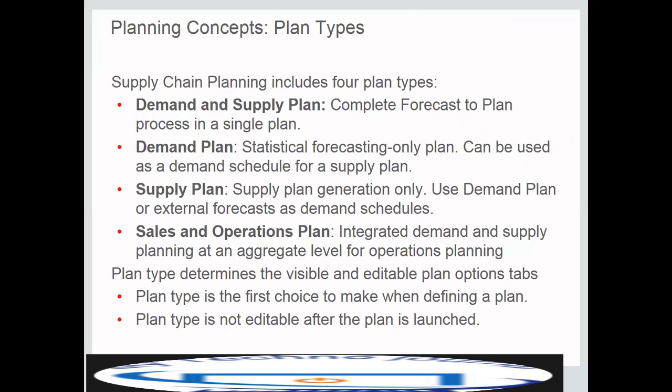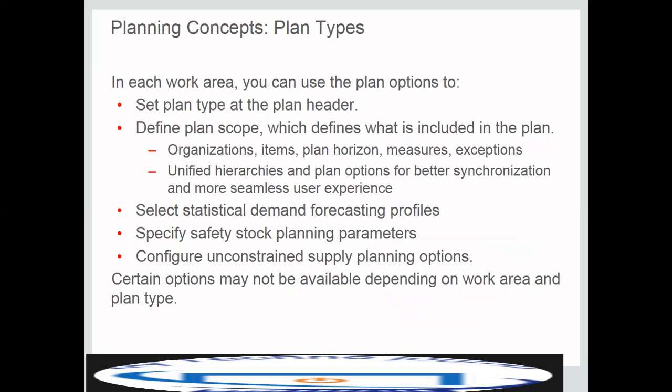And plan type is the first choice to make when defining a particular plan. And plan type is not editable after the plan is launched. So before you have launched the plan, if you want to change the plan type, you can do it. Once the plan is launched, you cannot change the type of a particular plan. And these plan options which you select while defining a plan, based on the type, obviously the options get changed or get grayed out, or only demand or only supply, or together demand and supply.